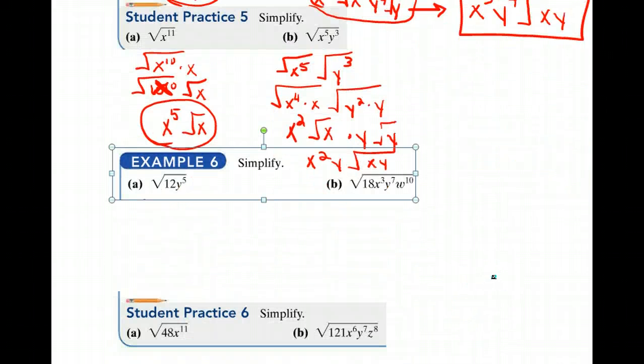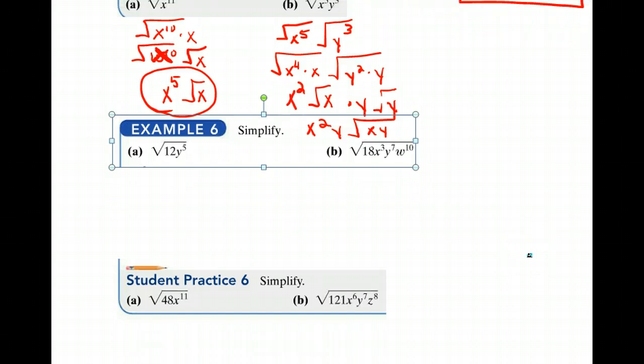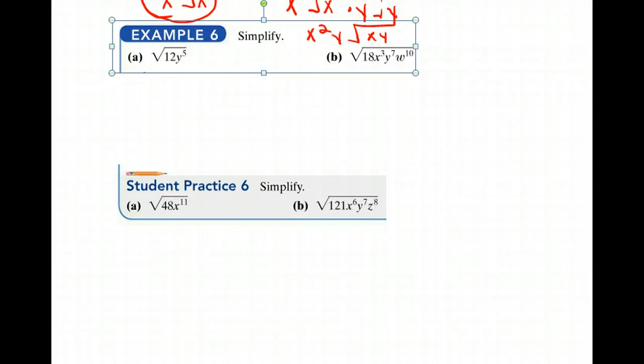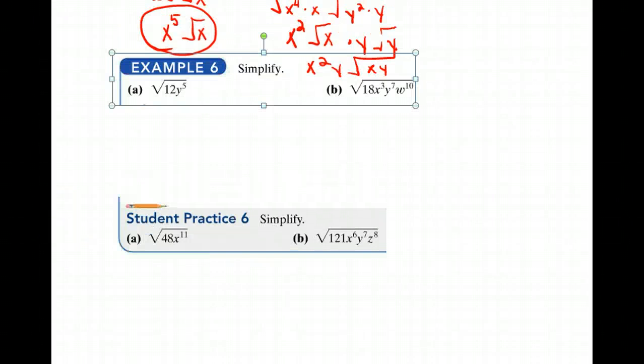And our last set of examples for today is just a combination of a little bit of everything that we've done today. So it contains numbers, variables, even powers, odd powers. So let's just take a look at what we've done here. I'm going to walk you through the first two and then have you do the last two on your own.